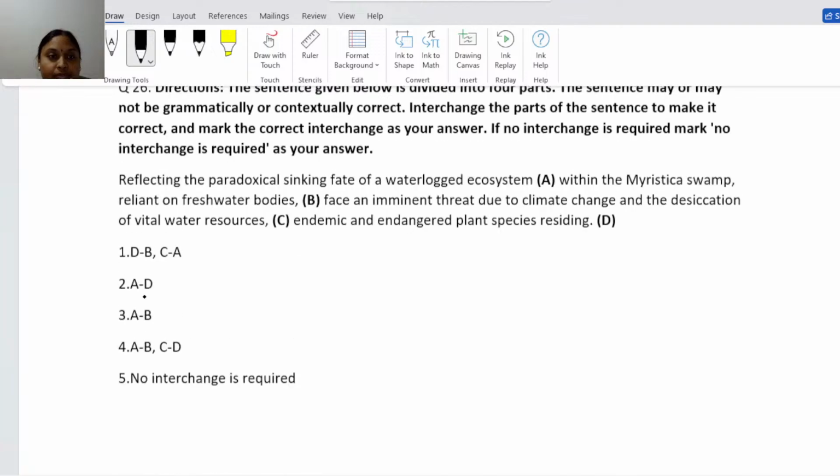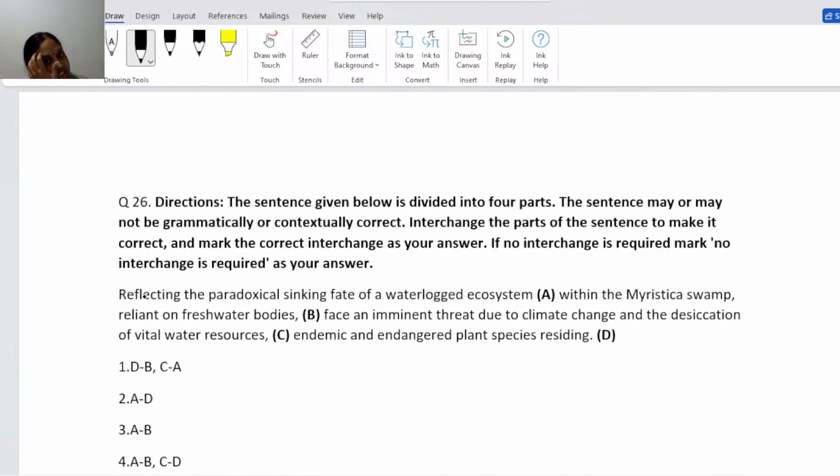So next, directions. The comprehension type questions were completed. Now we will go for the rearrangement of the statements. See here, the sentence given below is divided into 4 parts, which may or may not be grammatically or contextually correct. Interchange the parts of the sentence to make it correct and mark the correct interchange as your answer. If no interchange is required, mark no interchange is required as your answer. So this is given. So we have to go through this.